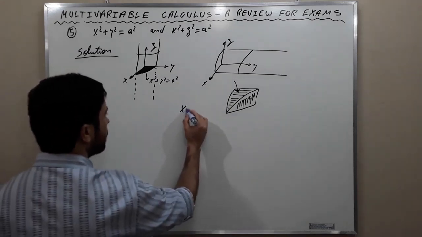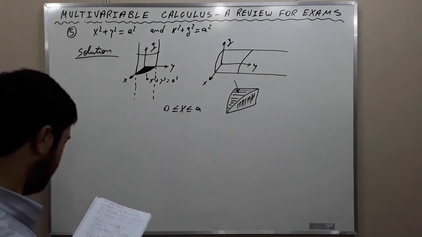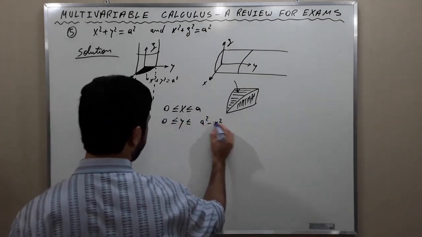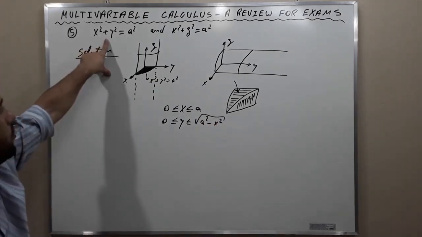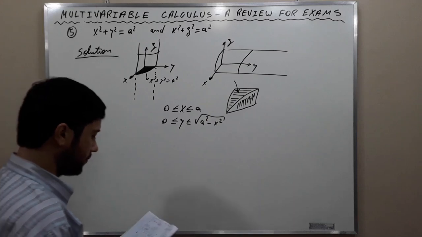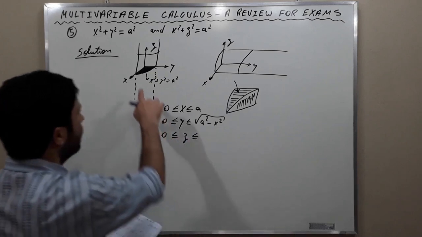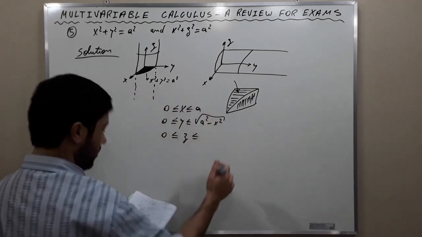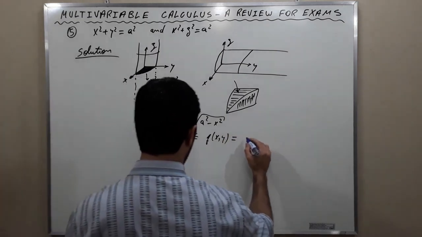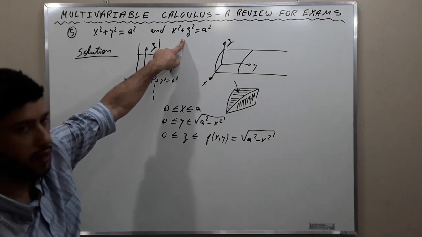And x is going to vary from 0 to a, and y is going to vary from 0 to the square root of a squared minus x squared. This is the relationship between x and y. And z is the function. Z will vary from the bottom to the function f of x, y, and the function is the square root of a squared minus x squared. So this is the relationship between z and x.